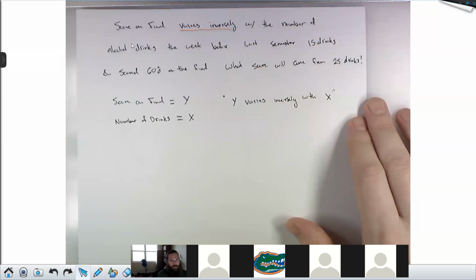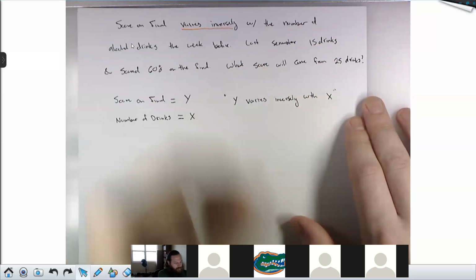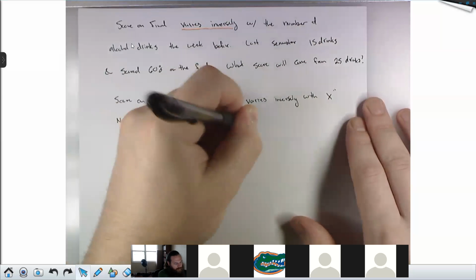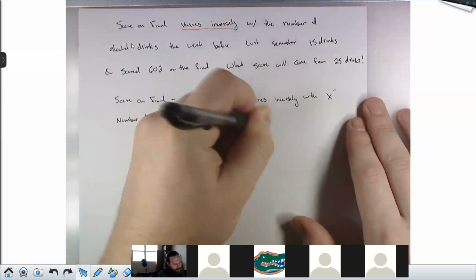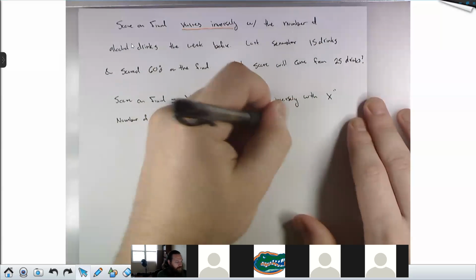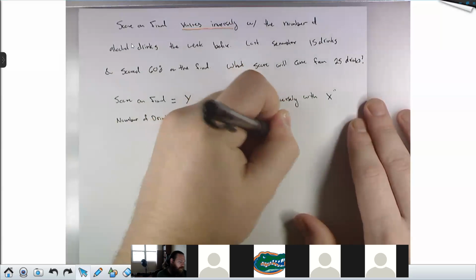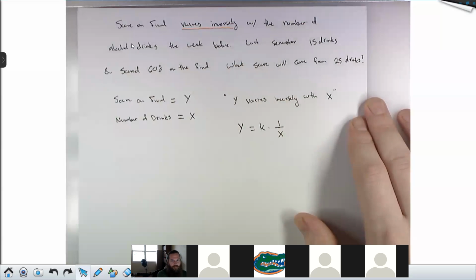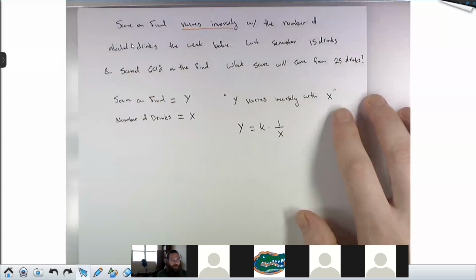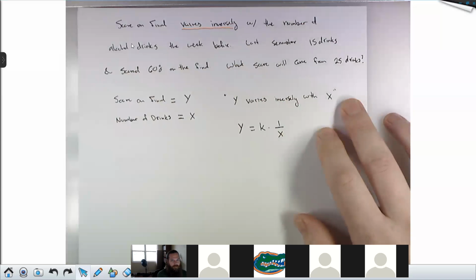That's what we have. So we need to figure out how to write this down as an algebra equation. This means that Y is equal to some constant, the constant's still upstairs, but times 1 over X. That's the idea. So this and this mean the same thing.